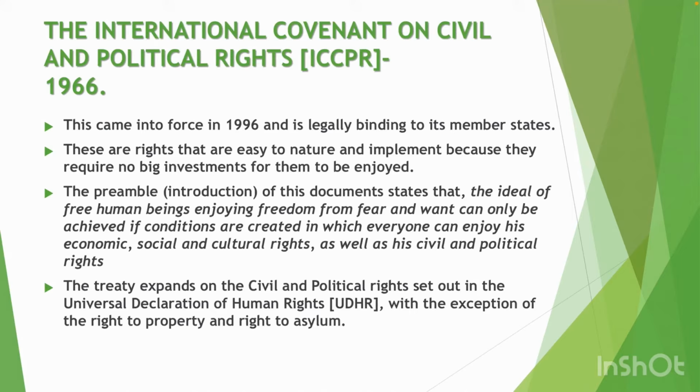So this treaty expands on the civil and political rights set out in the Universal Declaration of Human Rights, UDHR, with the exception of the right to property and right to asylum. It doesn't talk about this. So they can say, list two exceptional rights of the International Covenant on Civil and Political Rights. You scratch your head. International Bill of Rights is a very difficult topic. It's very simple. So we have right to property and right to asylum.